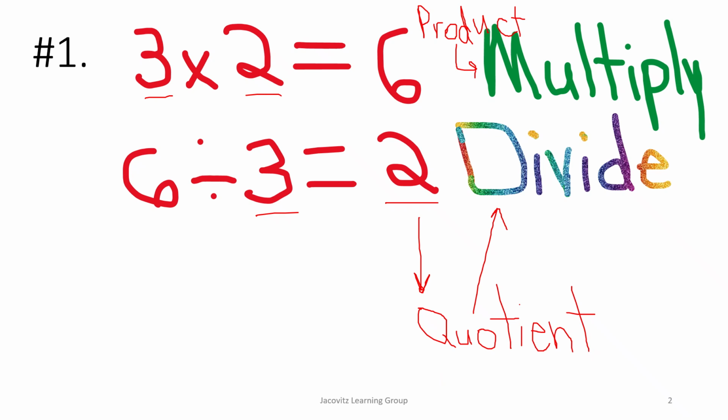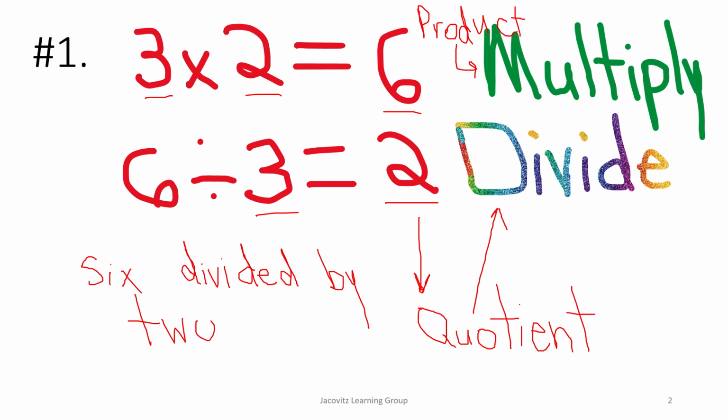Okay, so 3 times 2 is 6. But over here, this is written like this: 6 divided by 3 equals 2. So if you look at these numbers, you can see that they kind of play around with each other. And as they play around with each other, they all change around.